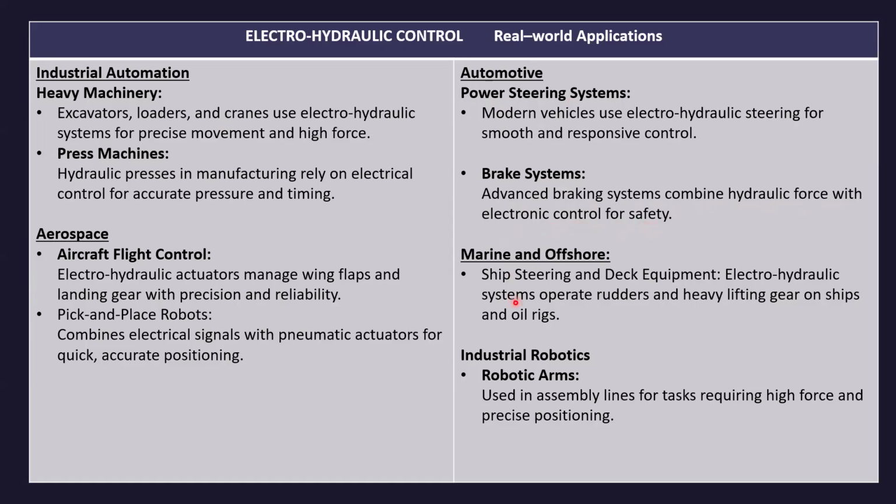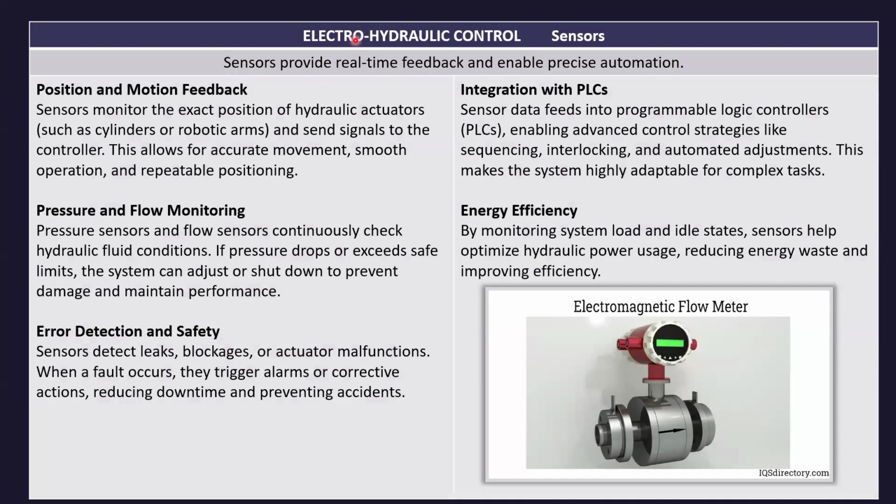So here's hydraulics again. Marine industry, industrial robots, arms, and all that stuff. So there you go. You can read English. Go ahead. Now we're going to talk a little bit about sensors, different types of sensors. Now the sensors could be position and motion feedback. So position and motion feedback, that's what the sensors give us.